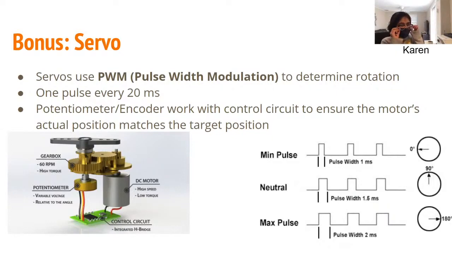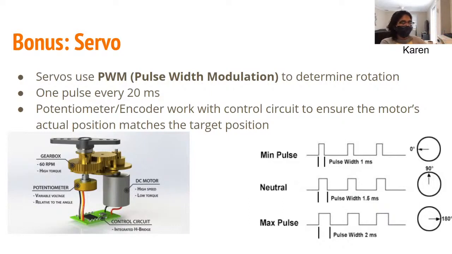One pulse is sent about every 20 milliseconds, and as you can see in this diagram to the right, the rotation of the servo depends on how wide the pulses are. If the pulse is 1 millisecond wide, it tells the motor to rotate towards the 0 degree mark. If the pulse width is 1.5 milliseconds, it sends it to the neutral position, and if it's 2 milliseconds, it turns it towards 180. So that helps the motor determine which way to rotate.